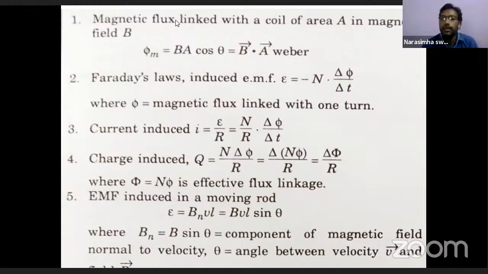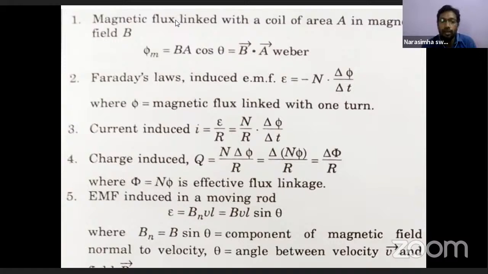Current I is equal to E by R, and for E we got minus N delta phi by delta t, so I is N delta phi by R delta t. N is of course the number of turns. Here the charge induced Q is equal to N delta phi by R, that is delta N phi by R, which is nothing but delta phi by R. Here N phi is the effective flux linkage, how much flux is enclosed with the given circuit or coil as per the situation.